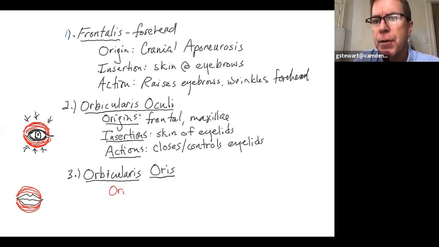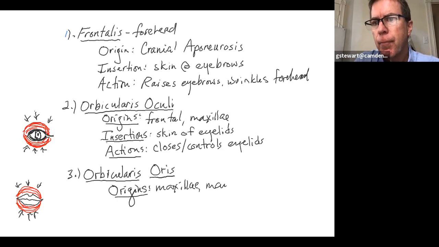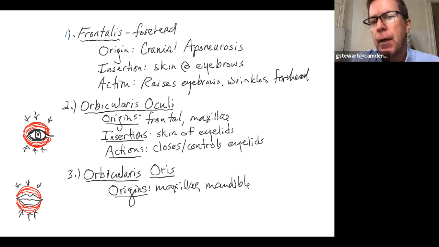Origins, remember we just said the origins are around the outside of the circle. So that would be the maxilla here and the mandible down here. So the origins are the maxilla and mandible. That's why we do the skeletal system first, by the way. And we learn angular movements first as well in the joints chapter.